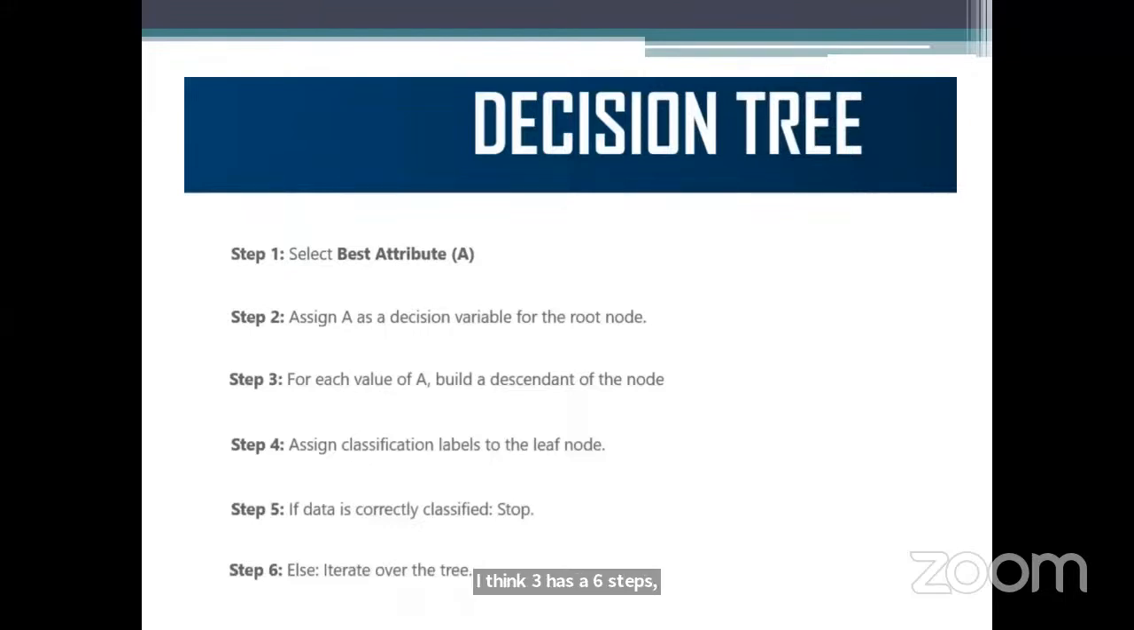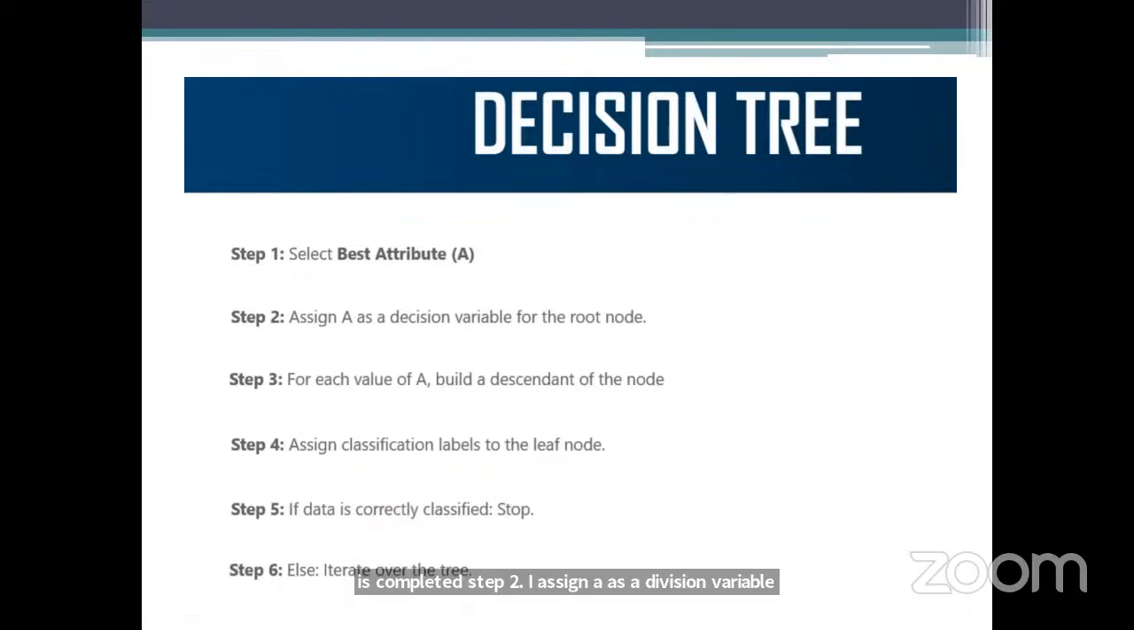So step 1: select the best attribute. What is an attribute? An attribute is a predictor variable over here, which you are going to use for prediction. So you will select the best predictor variable. Let's call it A. After the best attribute is selected, step 2: assign A as the decision variable for the root node.